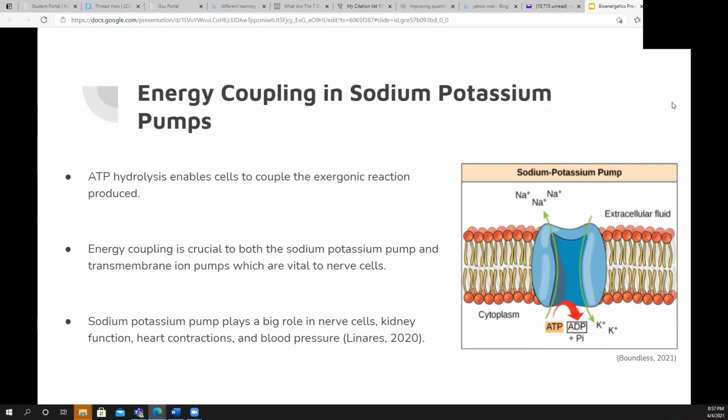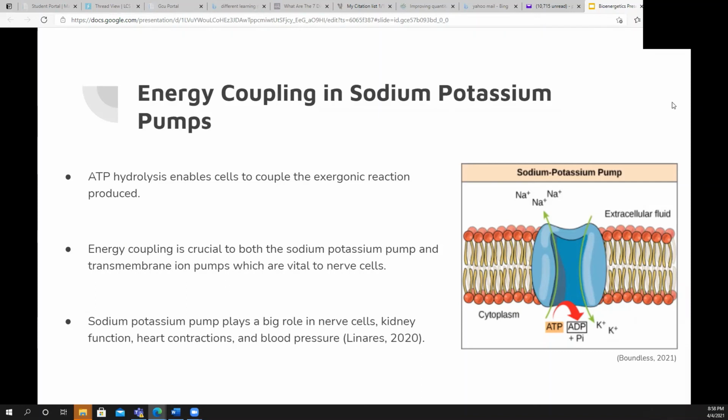To continue our understanding of energy coupling, we can look to a vital system in our bodies essential to homeostasis. This system is the sodium-potassium pump. The process of energy coupling enables this system to function, regulating our nerve cells, kidney functions, heart contraction, and blood pressure. It is important to understand that endergonic reactions of cellular processes enable coupling. Furthermore, ATP hydrolysis enables cells to couple the exergonic reaction produced.